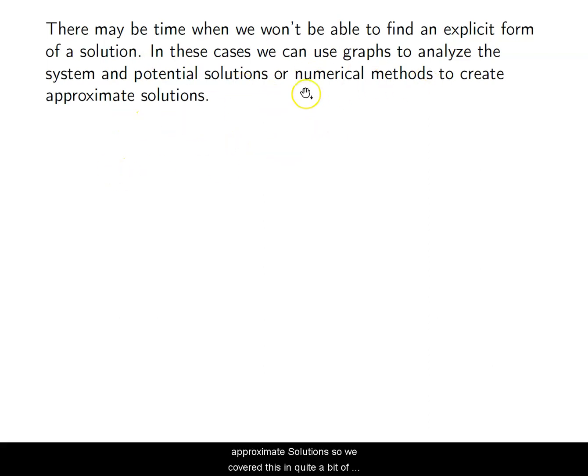So we covered this in quite a bit of detail in chapter 9, and we see a little bit of introduction to the numerical methods in 2.6, right? So we spent a lot of time on the numerical methods in chapter 9 in this textbook. Okay, so what we do is we use what's called direction fields, right? So you should be semi-familiar with this as well, also called slope fields.